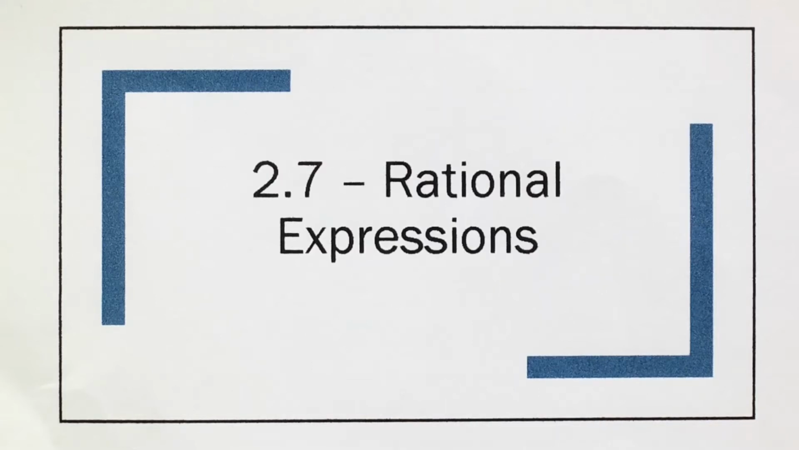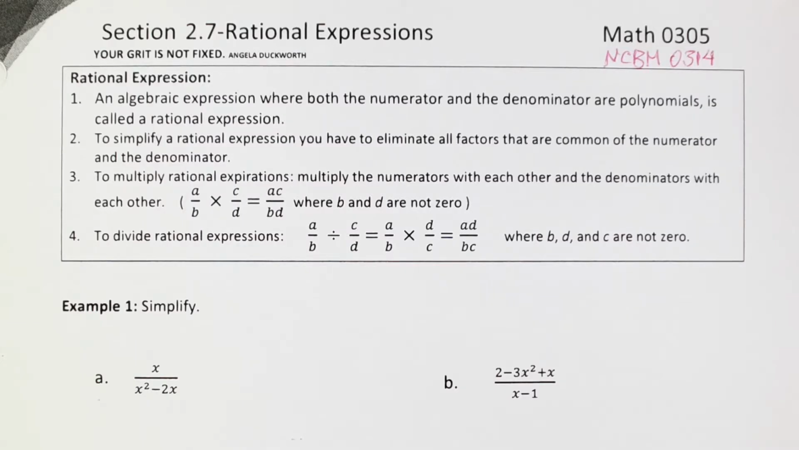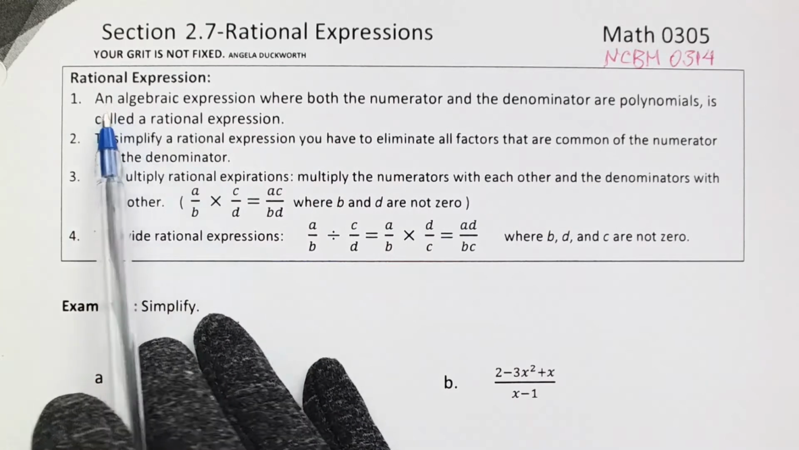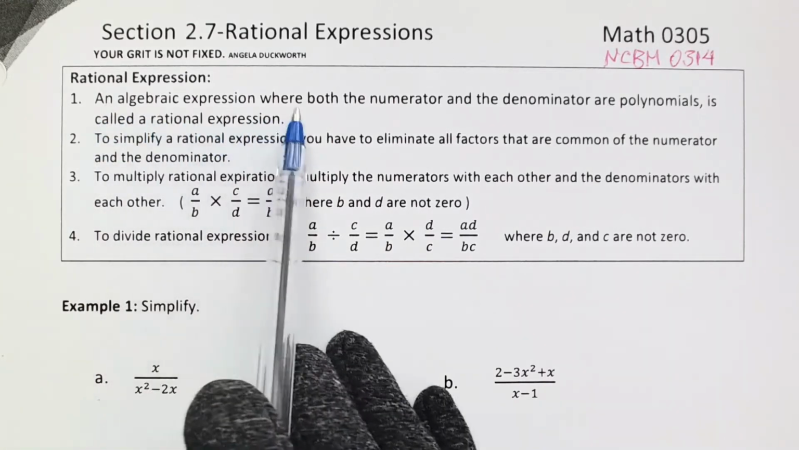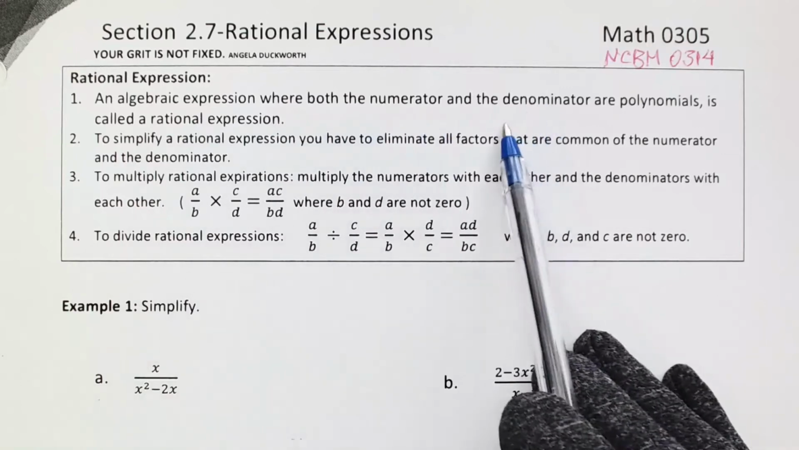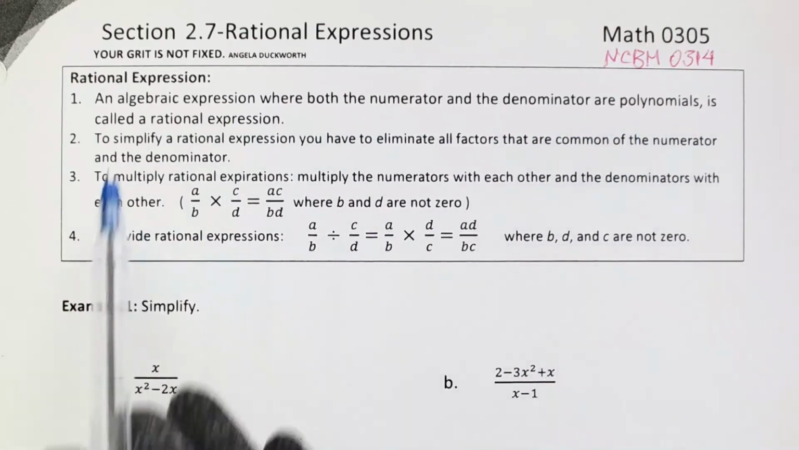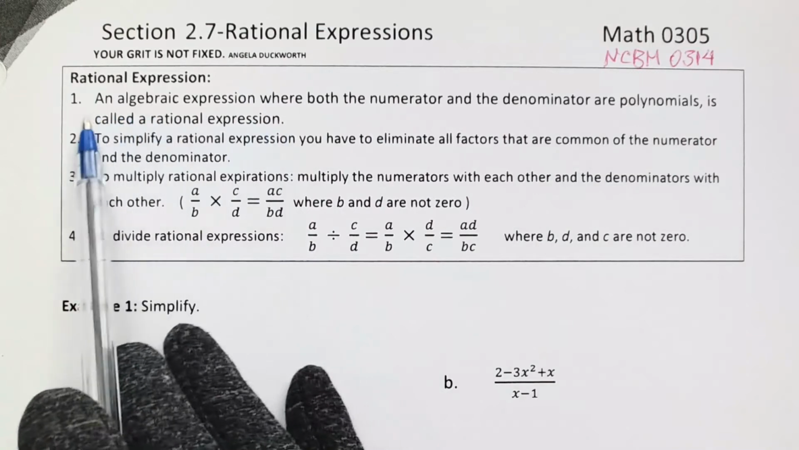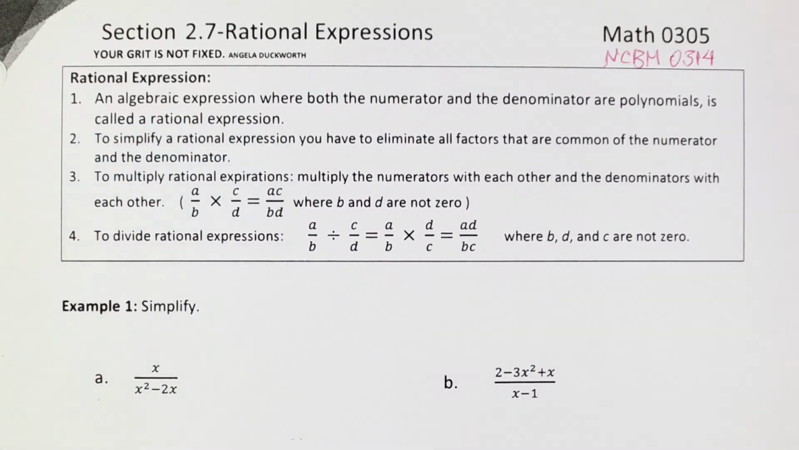This video covers section 2.7 Rational Expressions. A rational expression actually is a fraction where the top and bottom of that fraction are polynomials. You see here a definition: an algebraic expression where both numerator and denominator are polynomials, and we call that algebraic expression a rational expression.